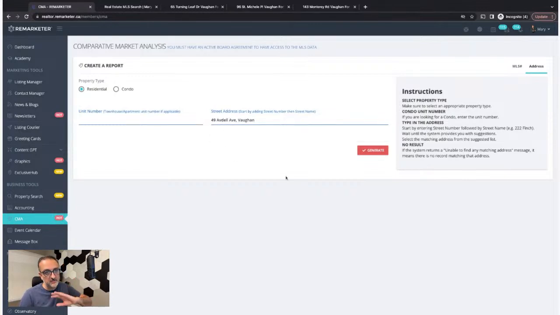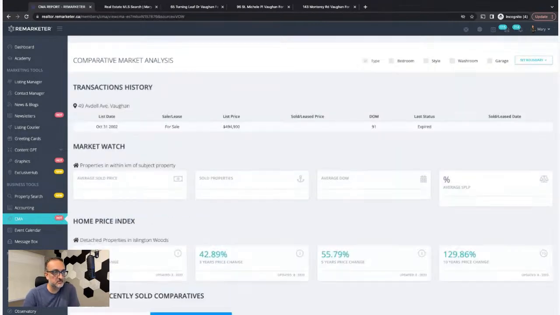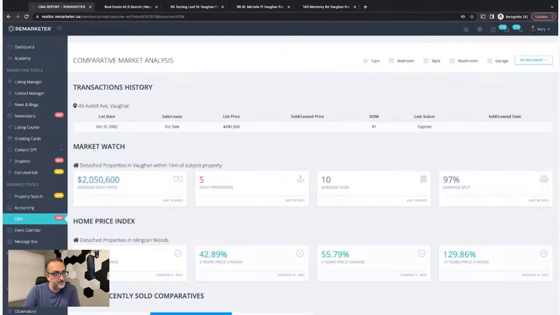So if I find it, great. I'm going to generate the CMA, and now I can see what was going on with this property that I'm knocking on the door of right now. So I can see that it was for sale back in 2002, and it expired. It didn't sell, right? So interesting. Now I know that the property was on sale. So the owner tried to sell this back in 2002. It expired, didn't sell, and hasn't been selling until now.